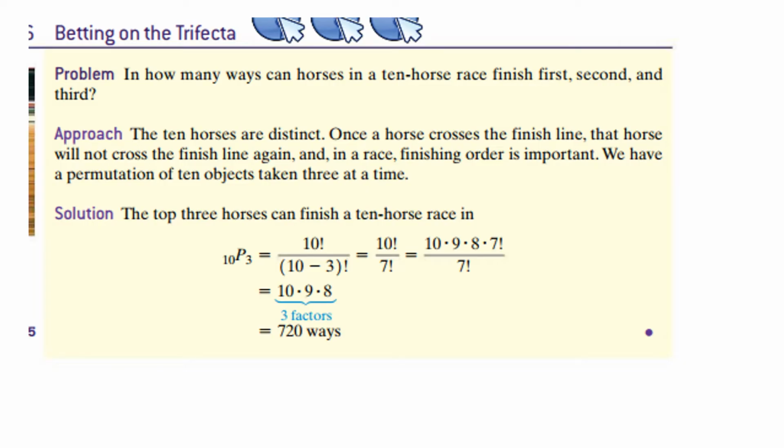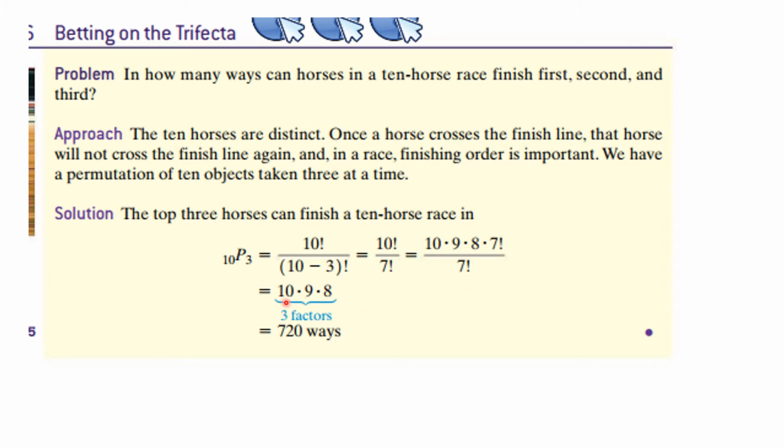Look at an example. In how many ways can horses in a 10-horse race finish first, second, and third? Well, there are 10 horses. It matters who finished first, second, and third, so order does matter. They're distinct horses, so it is 10 permutations taken 3 at a time. It is this divided by this. 10 minus 3 is 7. So it's 10 factorial over 7 factorial, and you do these multiplies and you get that.